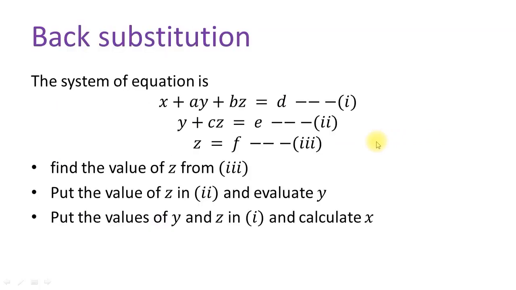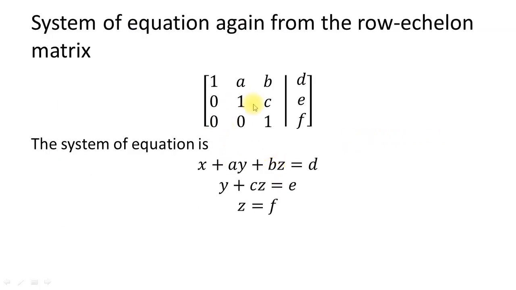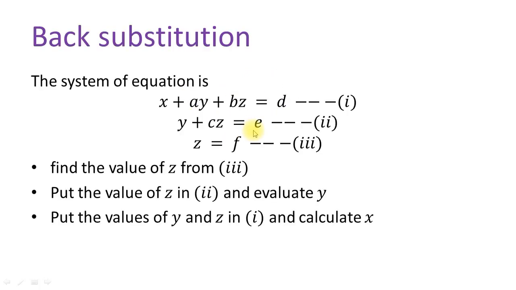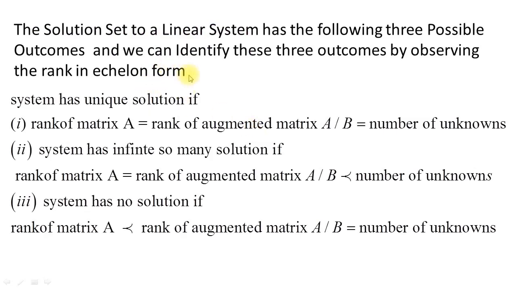When we obtain the row echelon form, then check the rank of this matrix A. What is the rank of a matrix? The number of non-zero rows in the echelon form of a matrix is called the rank of a matrix. So when we obtain the echelon form of the augmented matrix, then use the rank and identify the case for the solution of the system of linear equations.